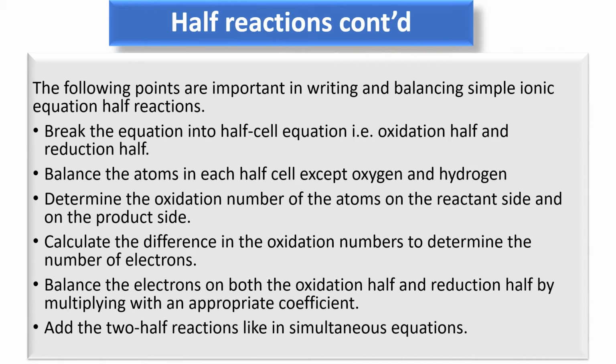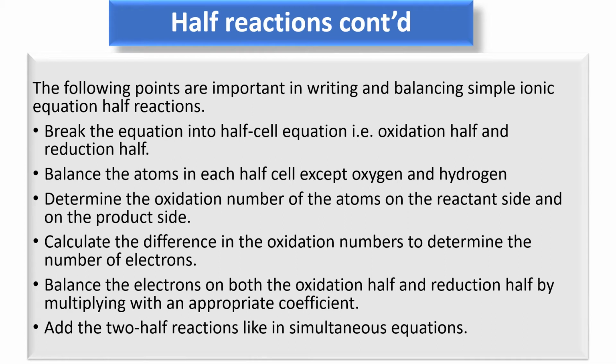After you have done that, the second thing you need to do is to balance the atoms in each half cell except oxygen and hydrogen. So you can balance every other atom, but you don't balance oxygen and hydrogen in the two half cells. And the third thing you need to do is to determine the oxidation number of the atoms on the reactant side and on the product side. So you calculate the oxidation number of those atoms at the product side and at the reactant side. Don't forget, do not touch oxygen and hydrogen.